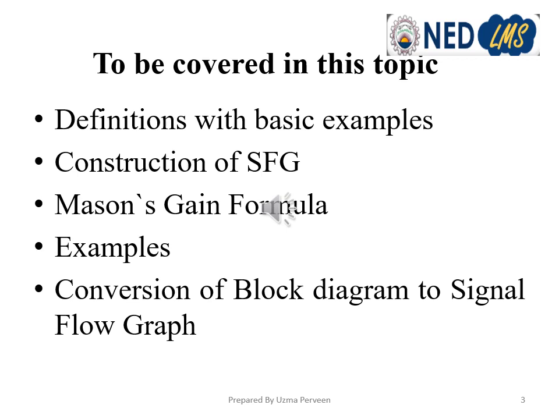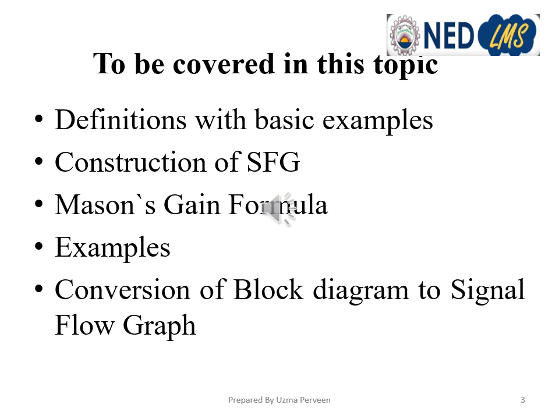We'll see how we construct it by using the equations of the systems. How can we construct the signal flow graph? Then we will use Mason's gain formula to find the transfer function of the system, and then we'll see some examples, and then we'll see how we can convert our block diagram to signal flow graph.